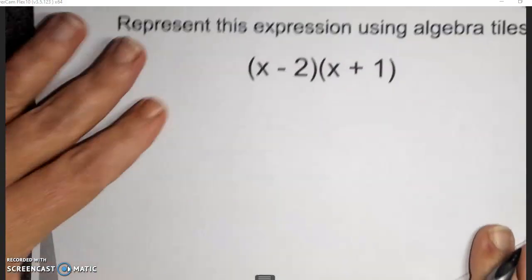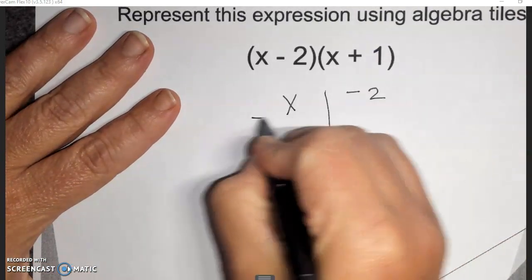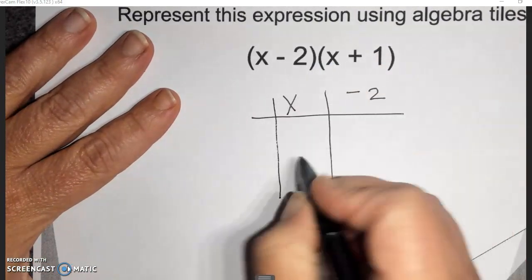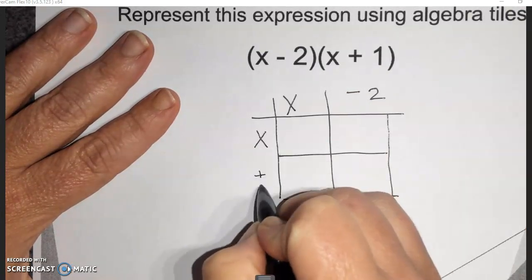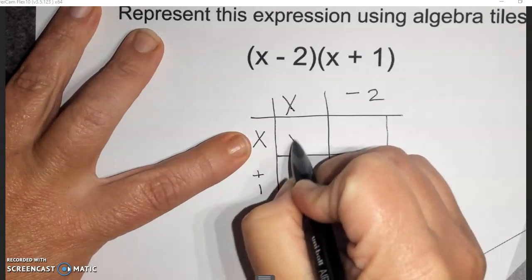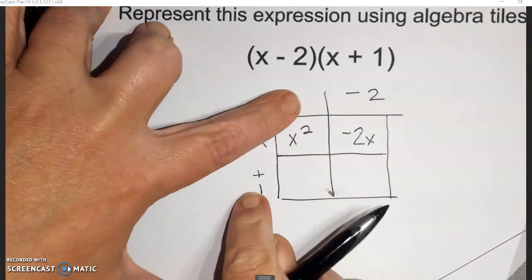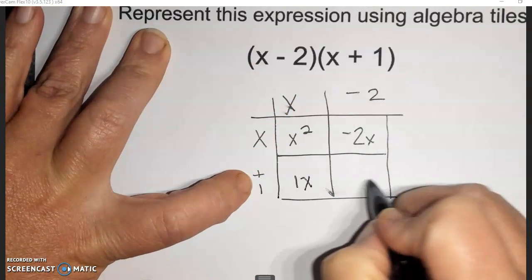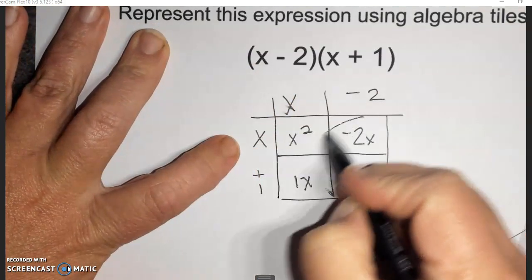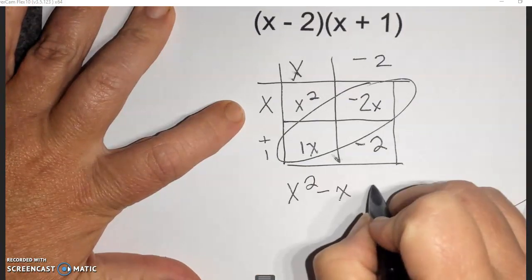Sometimes you may see it in the way of what we call a box method. And you've got x minus 2, and then x plus 1. x times x, x squared. x times negative 2, negative 2x. x times 1, 1x. Negative 2 times 1, negative 2. These two you add together, so you get x squared minus x minus 2.